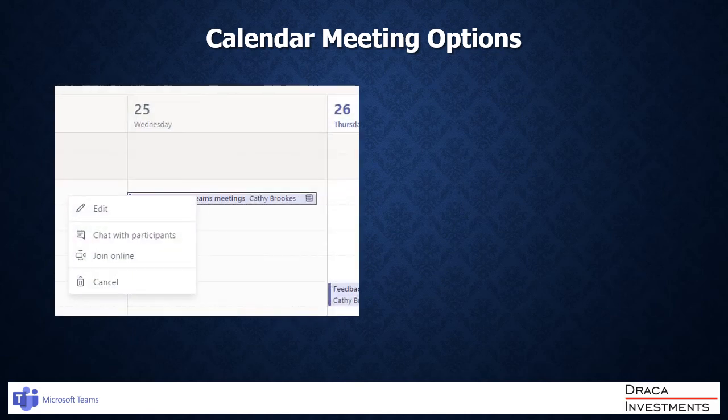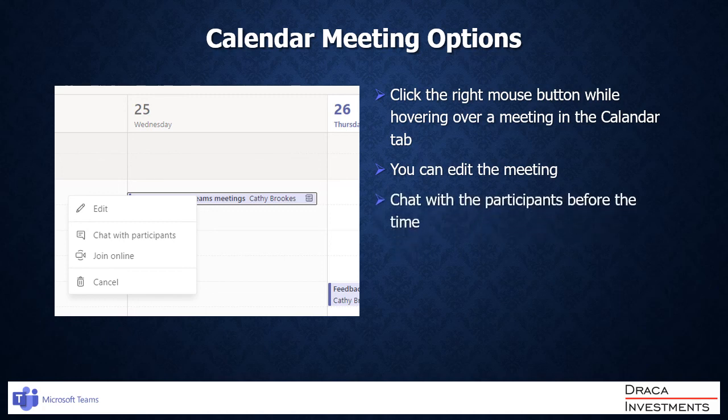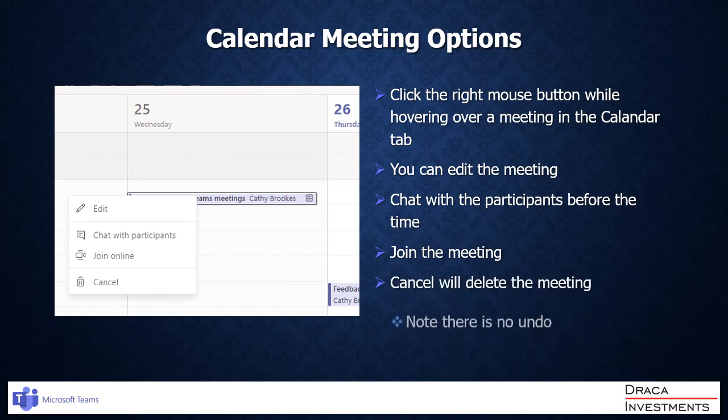There are options available for meetings in the calendar view. Click the right mouse button while hovering over the meeting in the calendar tab. You can edit the meeting, chat with participants, join the meeting, and cancel or permanently delete the meeting. There is no undo.